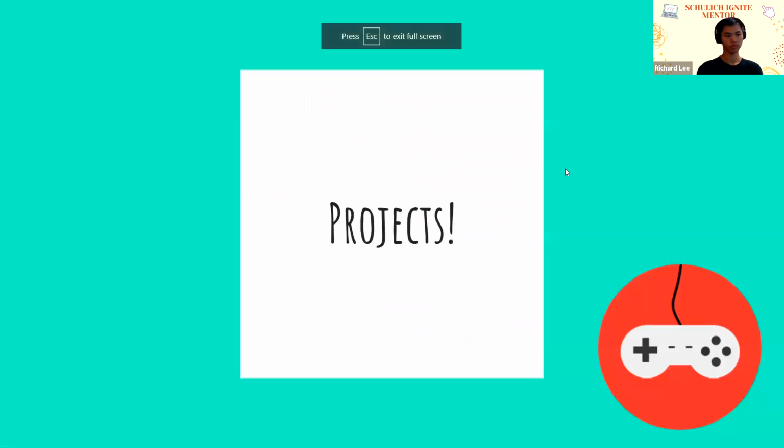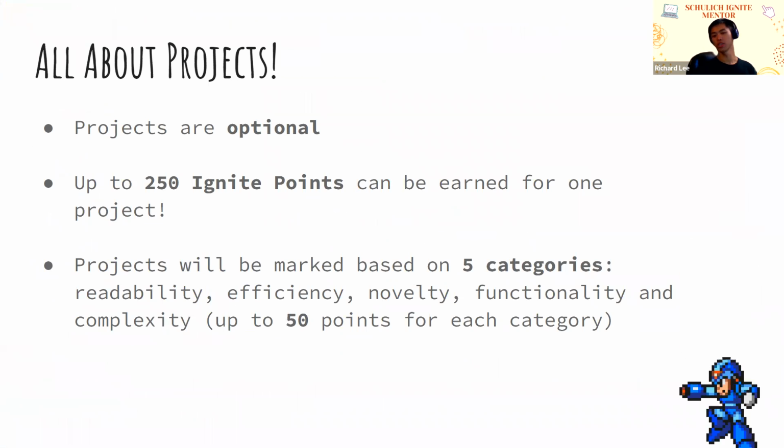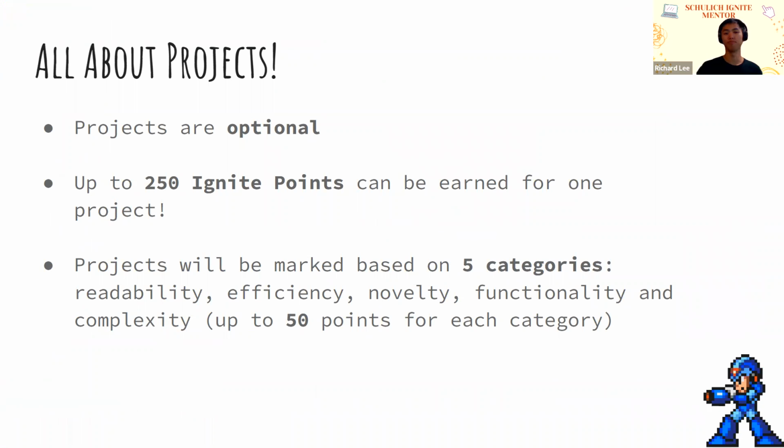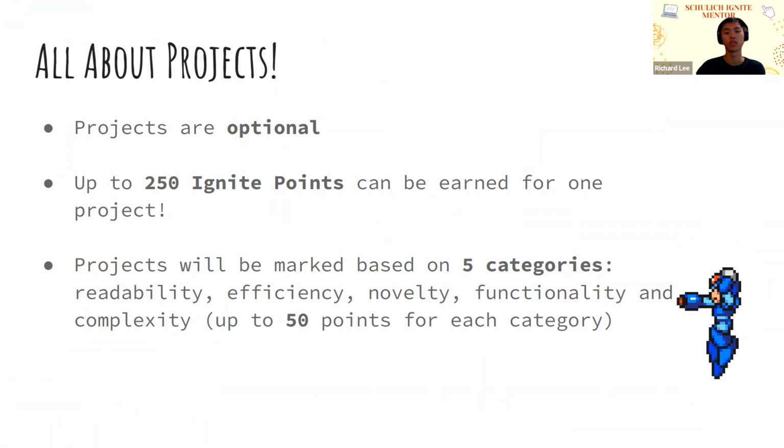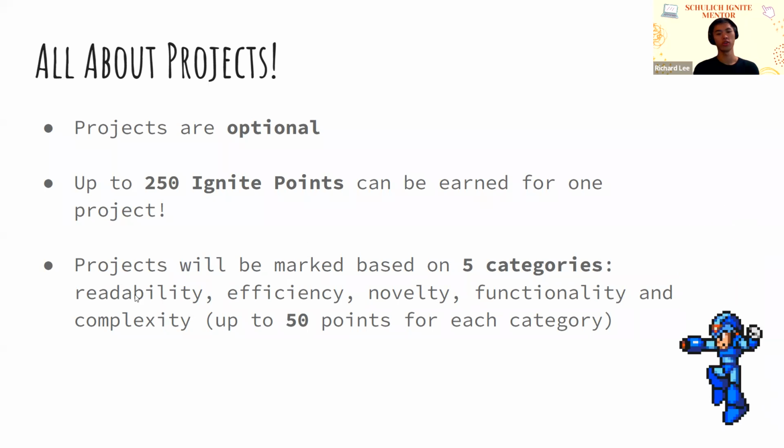Anyway, I want to give some extra time just to talk about projects. The final projects, we're finally here. So the projects are optional. You guys don't have to do them. But if you do, we're going to give you 250 Ignite points for the projects that you submit. We are going to mark them based on 5 categories.